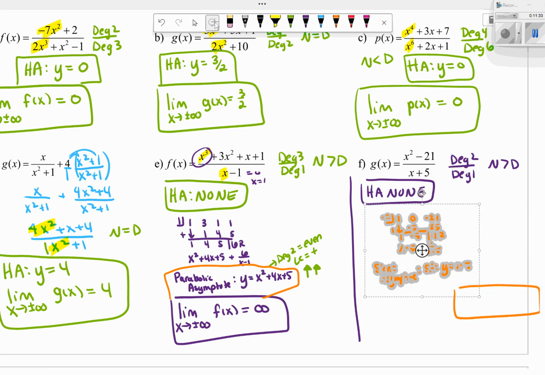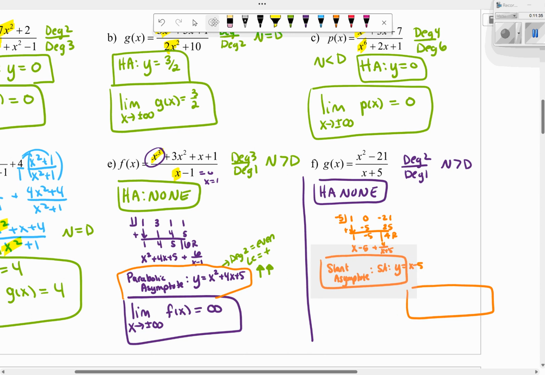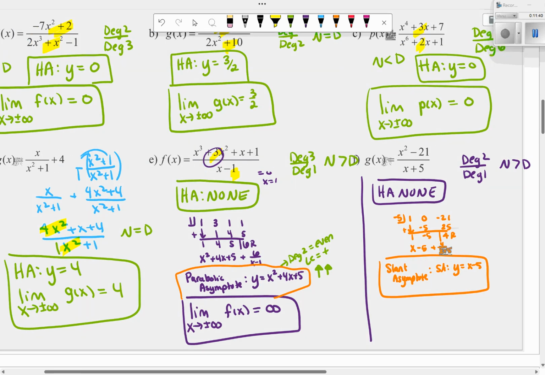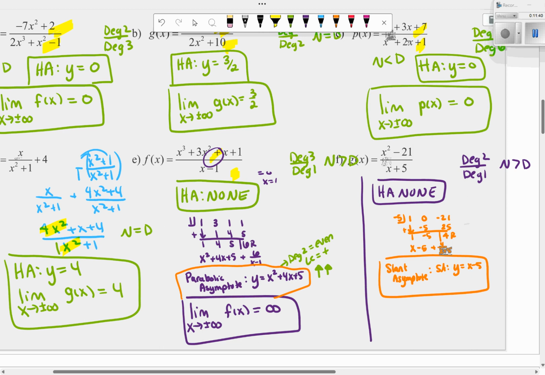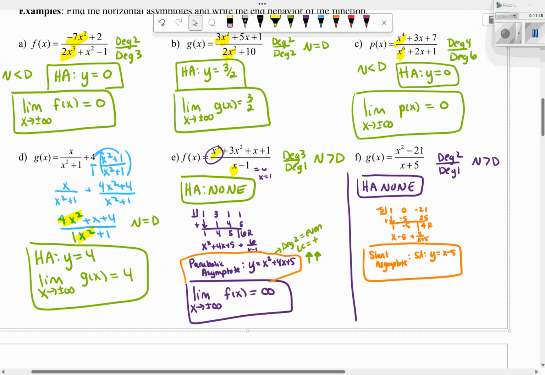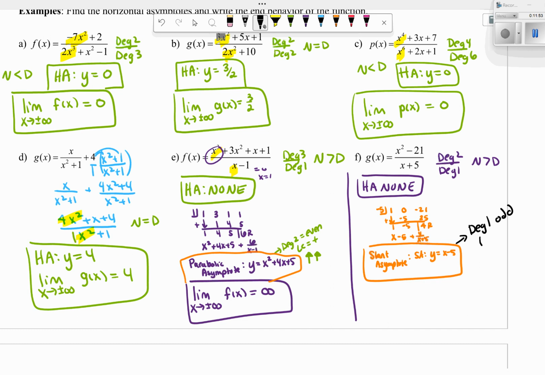All right, so move that over. And let's do the end behavior. To find the end behavior, we need to look at our slant asymptote. This is a degree of 1, and that's odd. The leading coefficient is 1, which is positive. So odd positive means the left end goes down and the right end goes up.